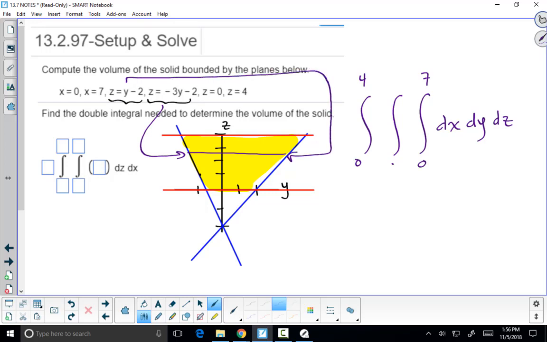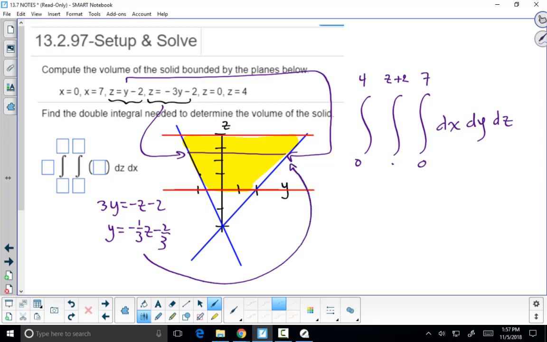The second one is y equals z plus 2. The other one I'm still solving in my head. Z plus 2 is the right one. And then over here, that one is 3y equals minus z minus 2, so y will equal minus 1/3 z minus 2/3. That's this one. No, that's the other one. That's this one.